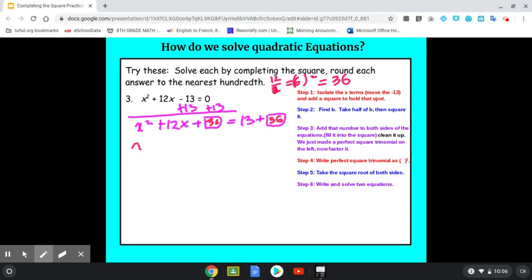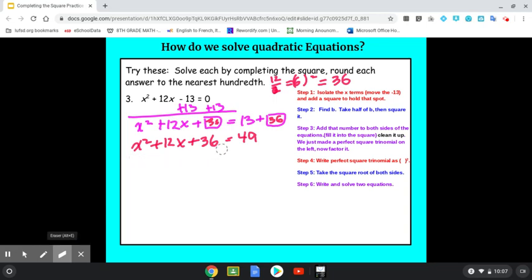We're going to clean it up. Get x squared plus 12x. Bring down your 36. Bring down your equal sign. Now 13 plus 36 is 49. Okay? Now what we're going to do is pause the video and factor this perfect square trinomial. Now some of you got the shortcut, but some of you are still struggling with that. So make sure you pause the video and factor it.